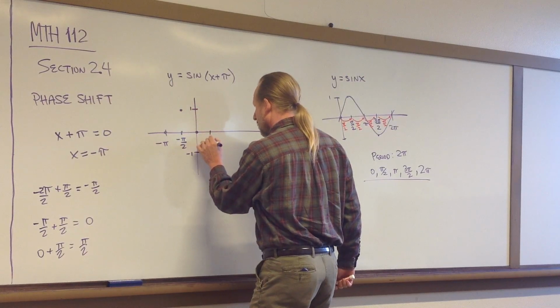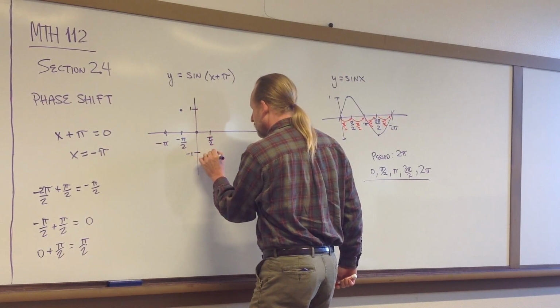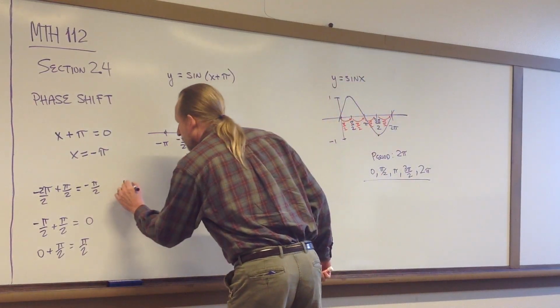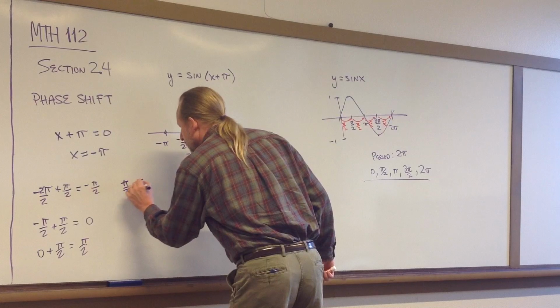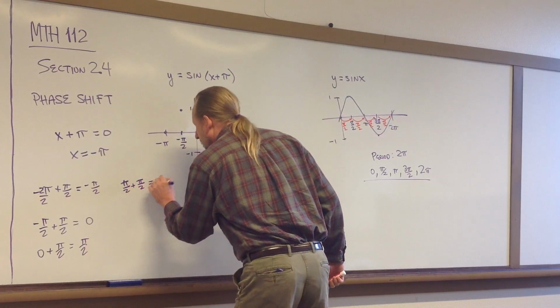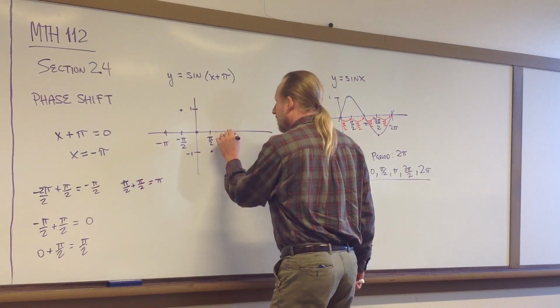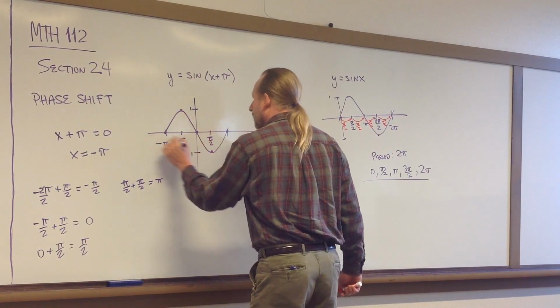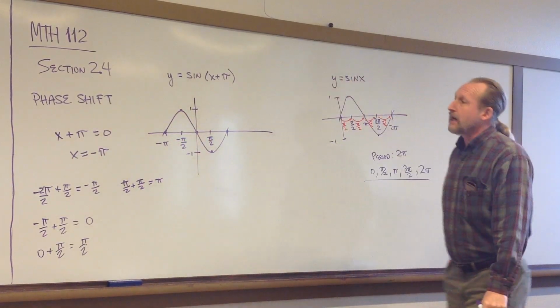Let's see here. Positive pi over 2. Going to be down there at negative 1. And then take that pi over 2, add pi over 2 again. That's going to give us pi. And that'll be 0. And then that'll do it. Those are our 5 critical x values.